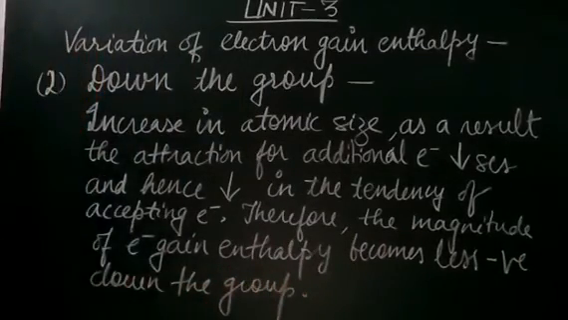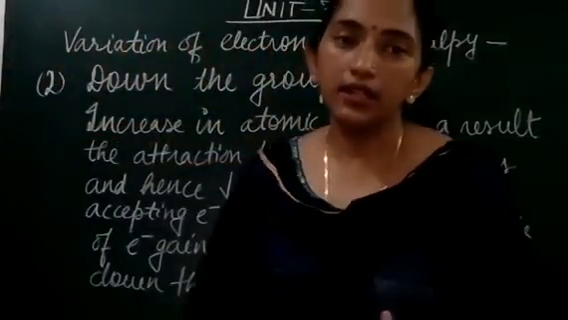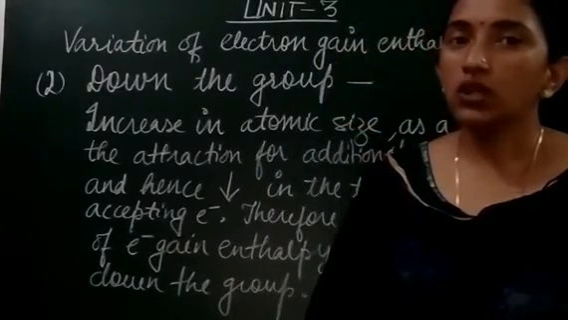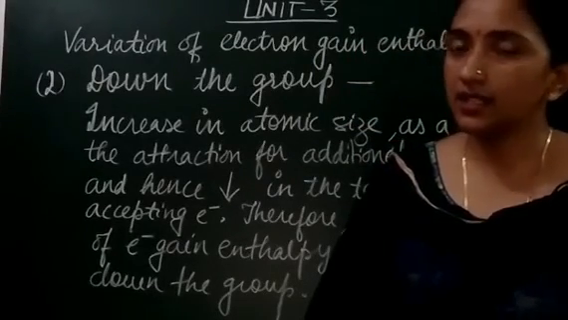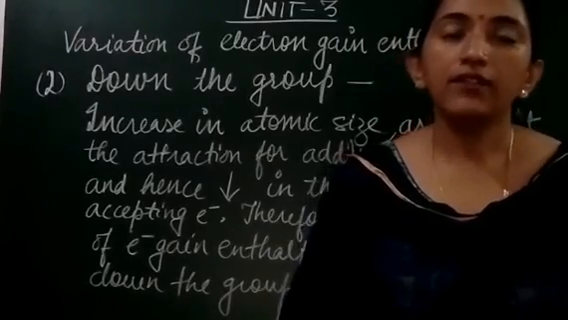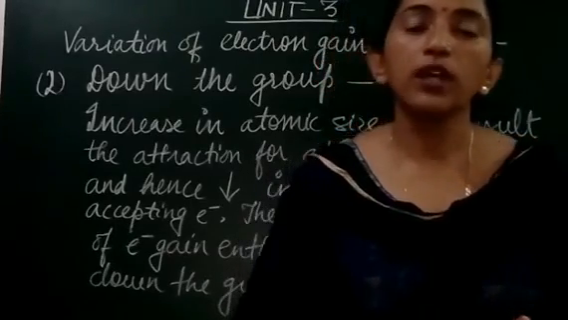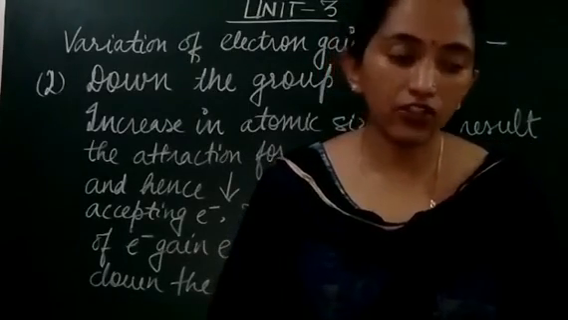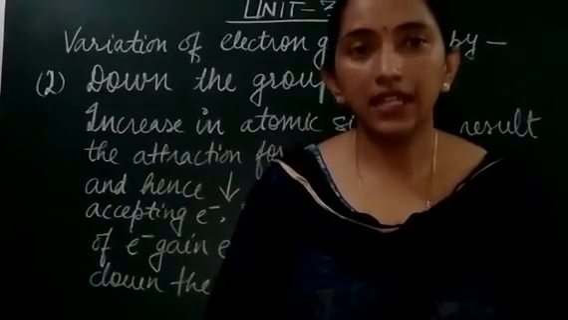Right? So when we move down the group, there is increase in the atomic size, and hence the tendency to accept the electron will decrease. So the magnitude of the electron gain enthalpy will become less and less negative. So if we consider group 1, here we have got sodium, potassium, rubidium, cesium. When we move down the group, there is decrease in the magnitude of the electron gain enthalpy, that is the value becomes less and less negative, right?